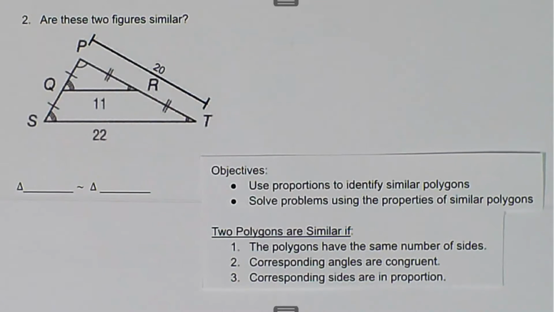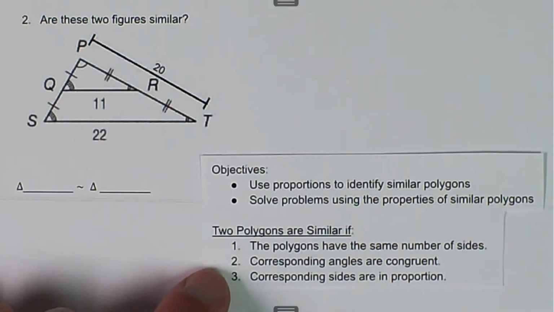We were talking about similar polygons, and we want to use proportions to identify similar polygons. And here are the steps that we need to identify in order to check if polygons are similar.